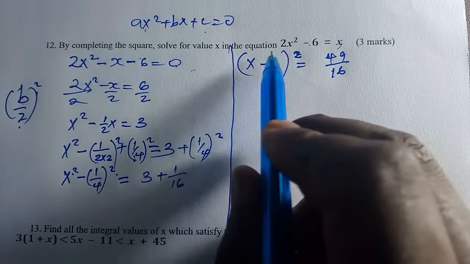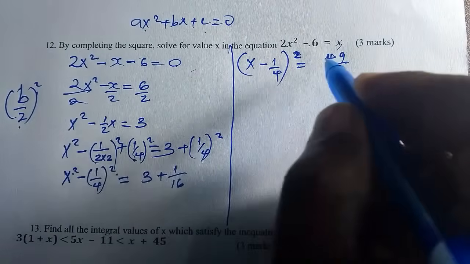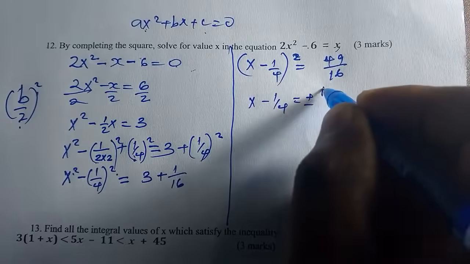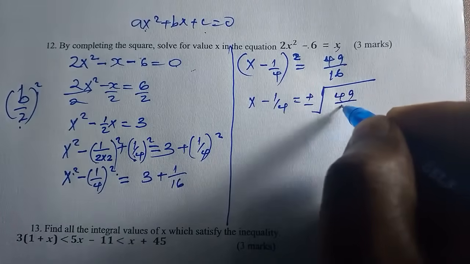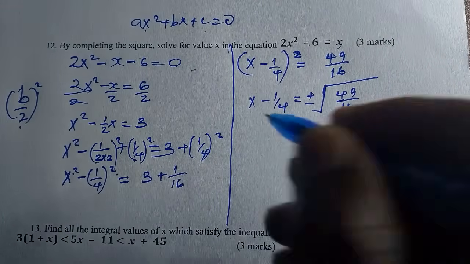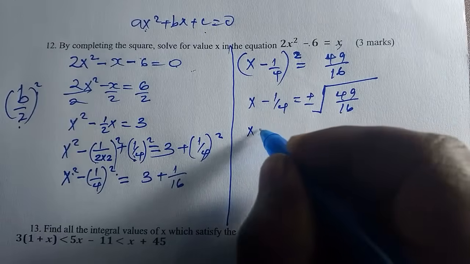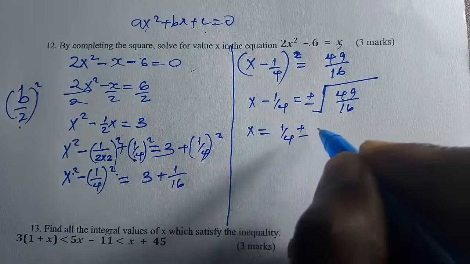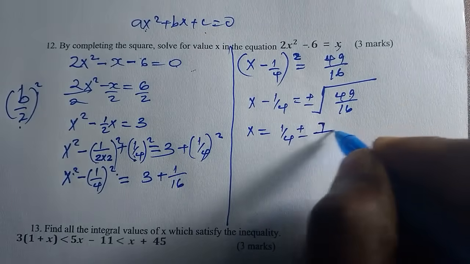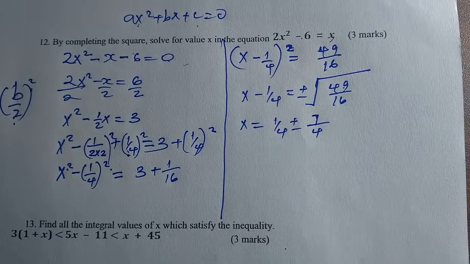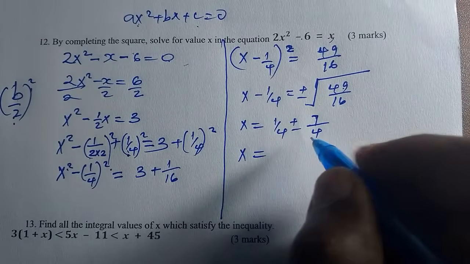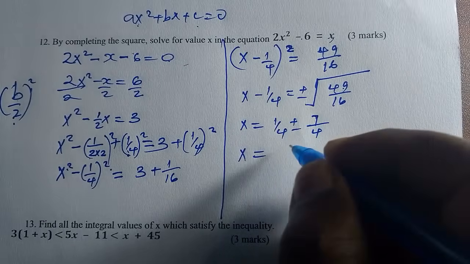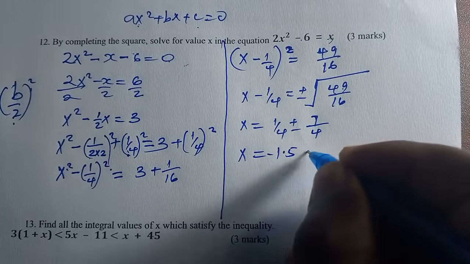Now we need the value of x. We square root both sides. When we square root this side and this side, we will remain with x minus 1 over 4 is equal to plus or minus the square root of 49 over 16. Then x is equal to, we can take this one to this side, 1 over 4 plus or minus the square root, that is 7 over 4. x is equal to, you add and then subtract. x is equal to either 1.5 negative or 2.